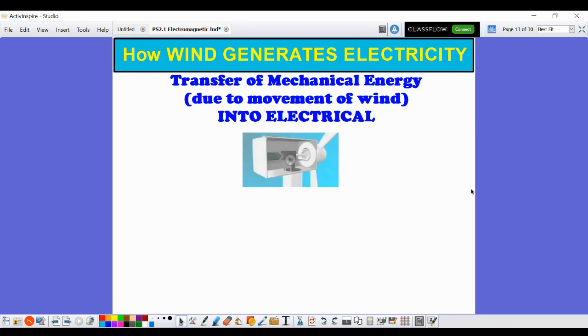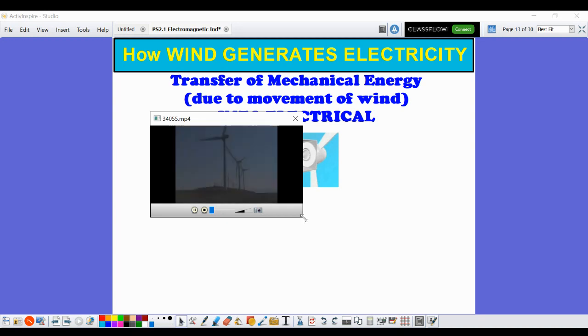Okay. The next one we're going to look at is wind energy. How wind generates electricity is basically the same thing, except you're going to see something different in parentheses. So I want you to write this down underneath the heading that says how wind generates electricity. You're going to write transfer of mechanical energy, and in parentheses, this time it's due to the movement of wind. So the wind is going to cause the turbine to turn, not the water. This is a windmill type thing, or a wind turbine. We're going to watch this video to see how this works. It's very similar, except you don't have water.